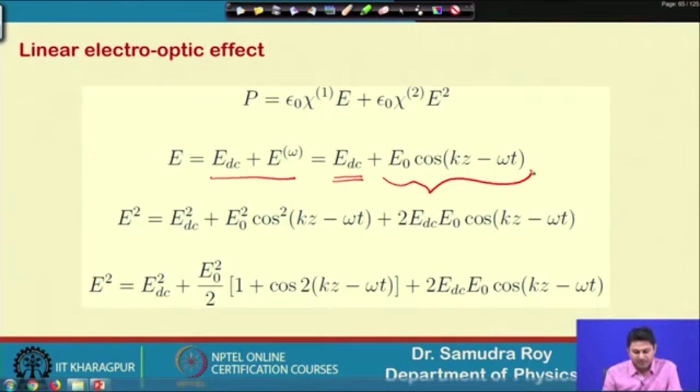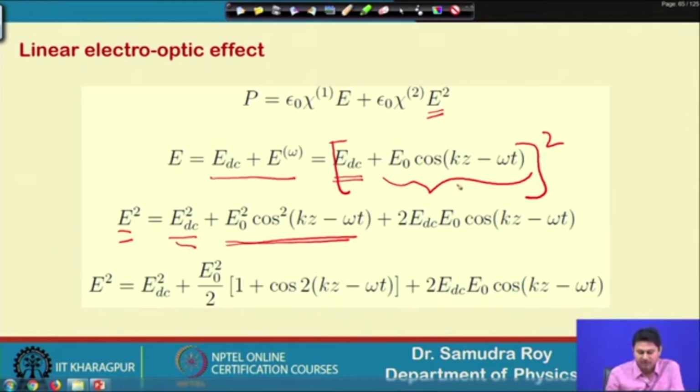Now, the next thing is important, we need to make a square of that. So, when I make a square term, E square, this E square is now here. That means I am making a square over this term. So, when I make a square over this term, what happened? We will have a square, which is E_DC, plus b square, which is the square of this term, plus the coupling term, that means the 2ab term. So, 2ab means 2 times DC plus E0 cos(kz minus omega t).